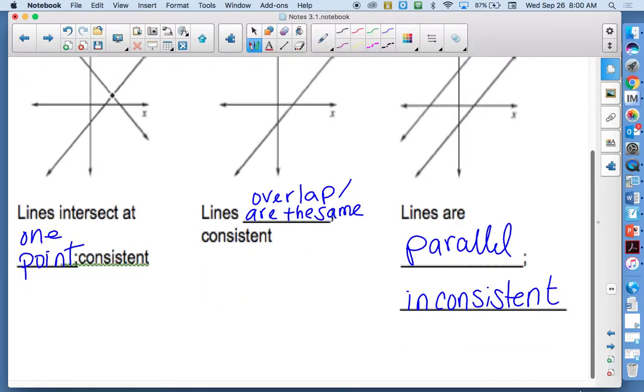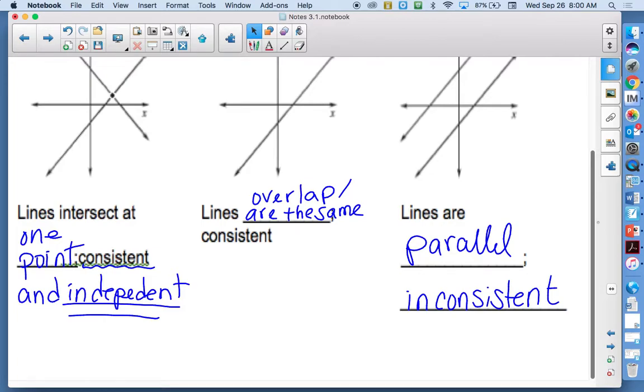We also say that they are independent. So not only are they consistent, which means they have an answer, but because they're intersecting at one point, they're independent. So you can have a consistent system that is independent, one line intersecting with another.